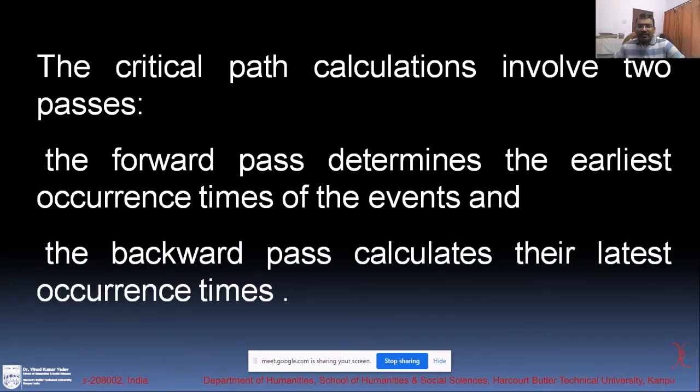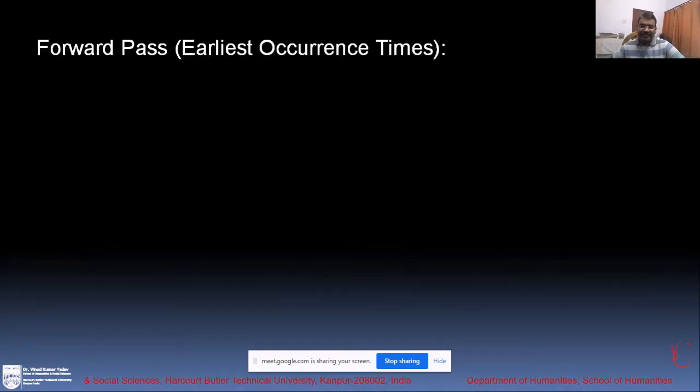And the backward pass is calculated from the backward side. If you move from the first activity, node 1 to 2, 3, 4, 5, 6, and you keep on calculating the forward pass time, right? That determines the earliest occurrence times. Then the backward pass calculation is when you start from the last activity and calculate backward, and from the 10th node you come back to the first node. That gives the latest occurrence time.